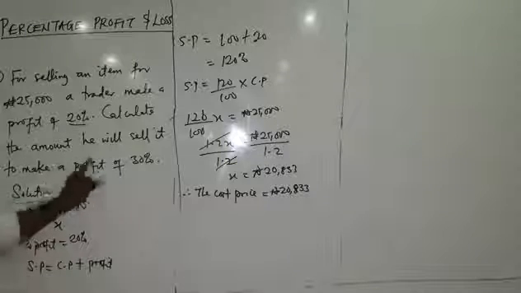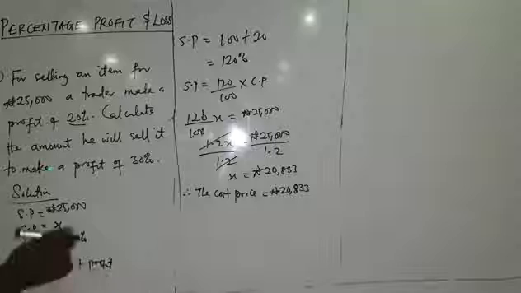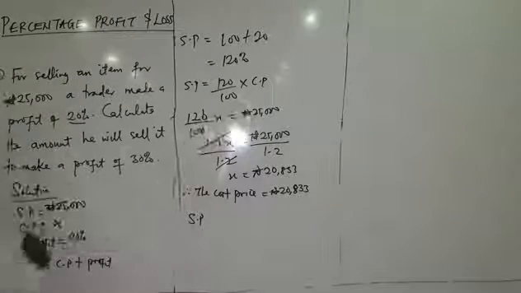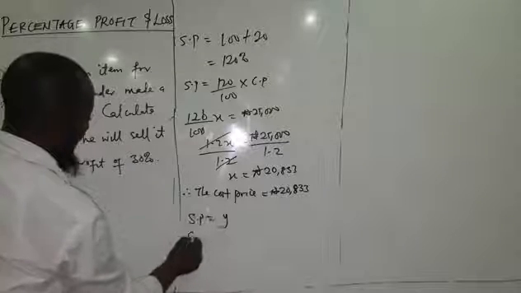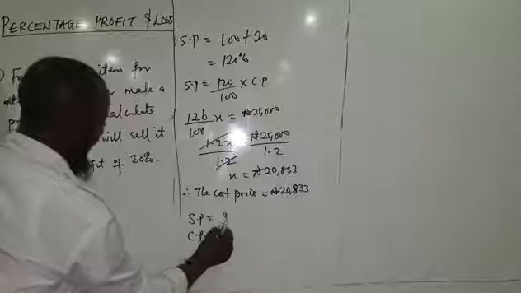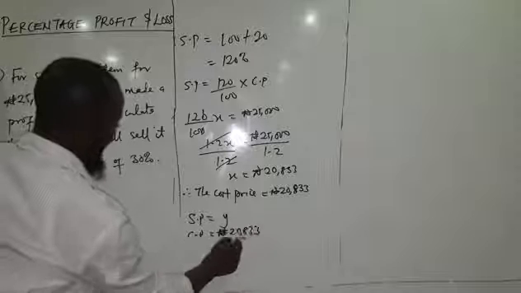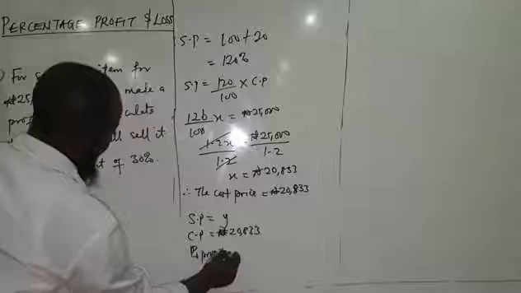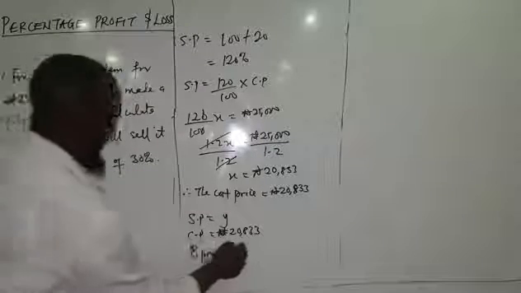Now, having known the cost price, we can then determine the price at which this product will be sold to make a profit of 30%. So we're now looking for the selling price. We now go back to the basics again. Selling price is what we don't know. Let's make it Y. While the cost price here is 20,833, and the percentage profit here that we want to get is 30%.